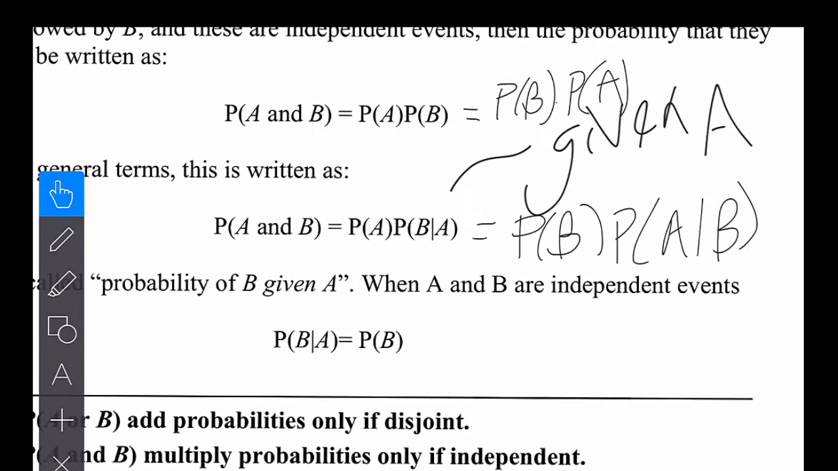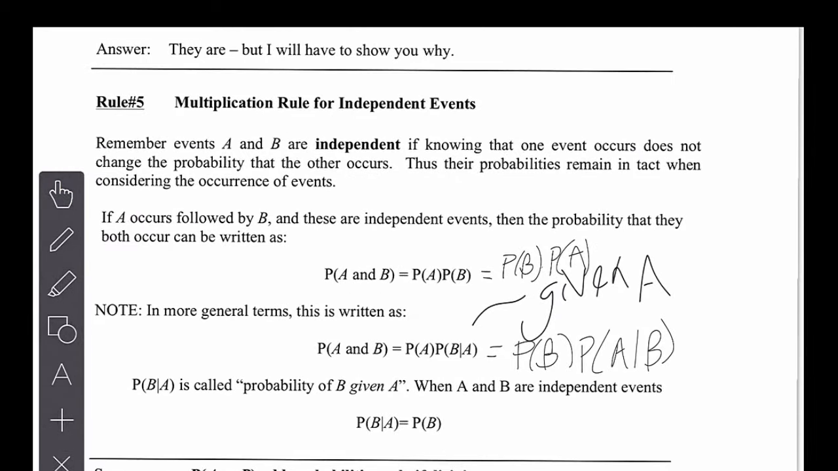So summarizing the rules. The rule is, if two events are independent, then the probability of one event and the other event happening is the probability of the first event times the probability of the other event.